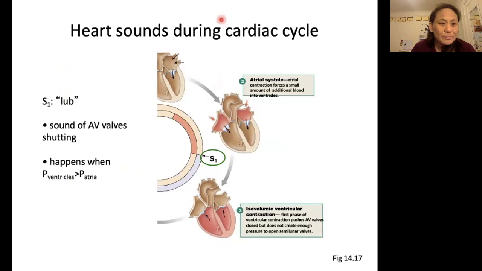The first heart sound, which we refer to as the lub sound, right? We think of the heart sounds as lub-dup. The first is lub. That is the sound of the AV valves shutting. I just want to remind you that it happens here in the cardiac cycle. It's going to happen when the pressure in the ventricles exceeds the pressure in the atria, and that happens when we start to contract our ventricles. That's going to increase the pressure to the point where it exceeds the pressure in the atria. That's going to cause the AV valves to shut, and that is going to cause this sound here.